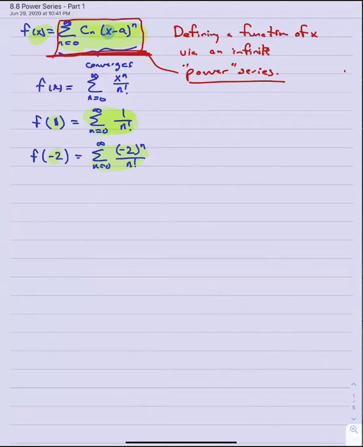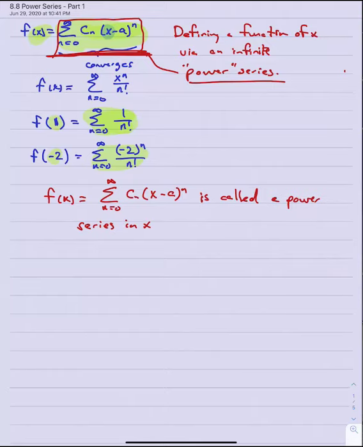So to be a little more explicit here, let's say that f of x equals the infinite series n equals 0 to infinity c sub n times (x minus a) to the n is called a power series in the variable x, so a power series in x, centered at a, which is this value right here. And you'll see what I mean by centered in a minute, why I'm choosing that word.